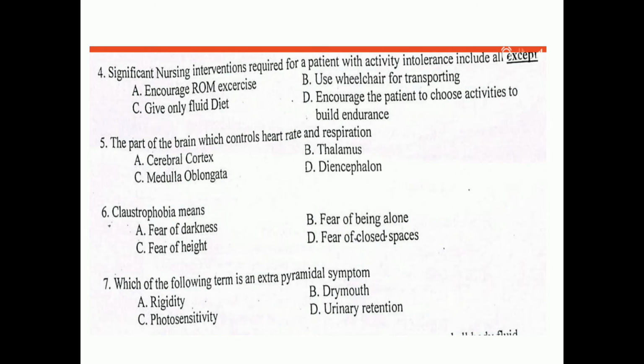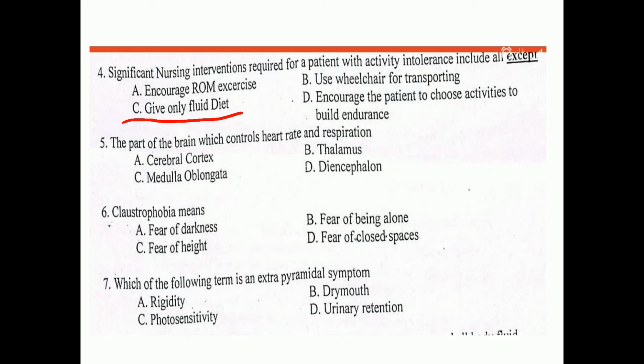Next question. Significant nursing interventions required for a patient with activity intolerance include all except. Options are encourage ROM exercise, that is range of motion exercise, use wheelchair for transporting, give only fluid diet, encourage the patient to choose activities to build endurance. The correct answer is option C, that is give only fluid diet.